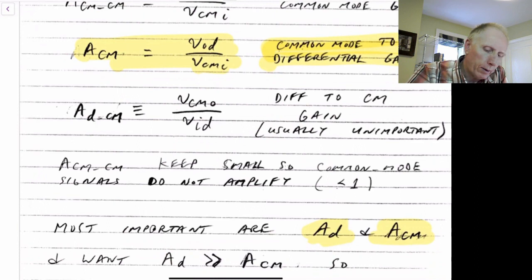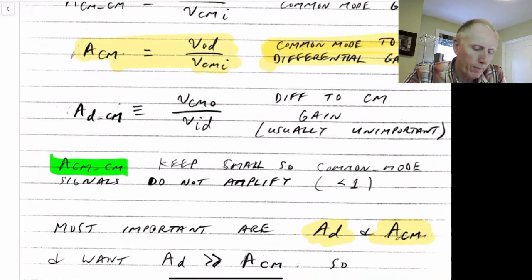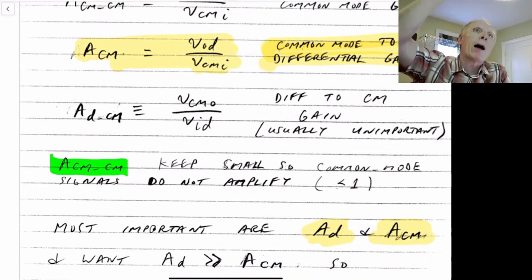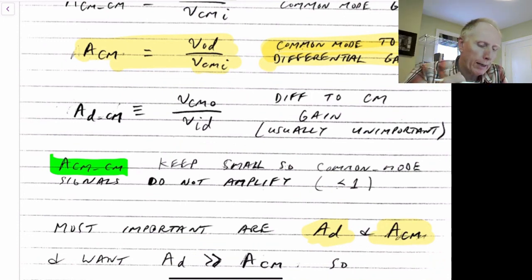In terms of the common mode to common mode gain, we generally just want that to be small. We don't want to amplify our common mode signals. If we have a common mode signal that moves up, we don't want the output common mode to move even higher, and then the next stage even higher than that. So generally we want the common mode to common mode gain to be less than 1.